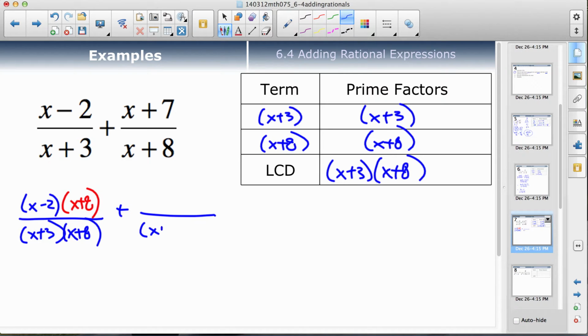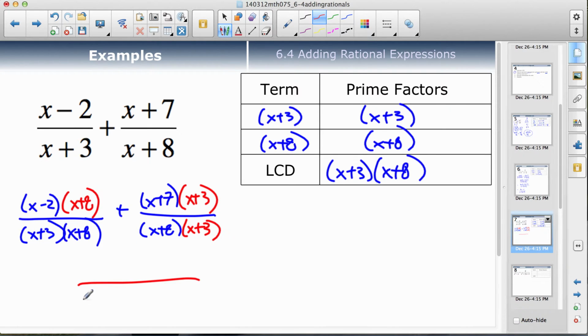So I started with an x plus 8 and an x plus 7. I'm going to try and use my colors a bit better here. And so the denominator has to have an x plus 3 on the bottom. That's different than the original one. So if I do it on the bottom, I must do it on the top. So this and this are equivalent expressions. Okay, now my denominator is the same, x plus 3, x plus 8.